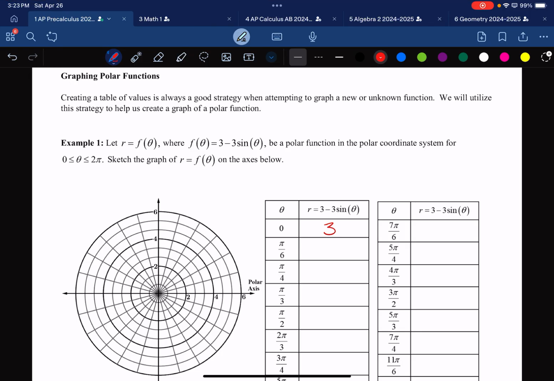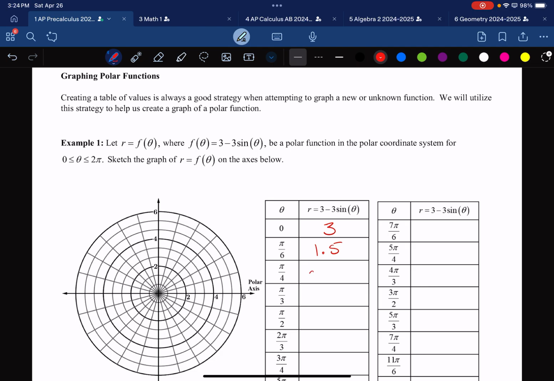When you plug in 0 into theta, sine of 0 is 0, so 0 times 3 is 0. This whole thing is 0, and 3 minus 0 is just 3. So you can go through all of these and just copy what I have down. I'm going to go through things a little bit more thoroughly in Desmos to show exactly how your graphing calculator thinks and how you should be thinking as well. So go ahead and copy down the following values.